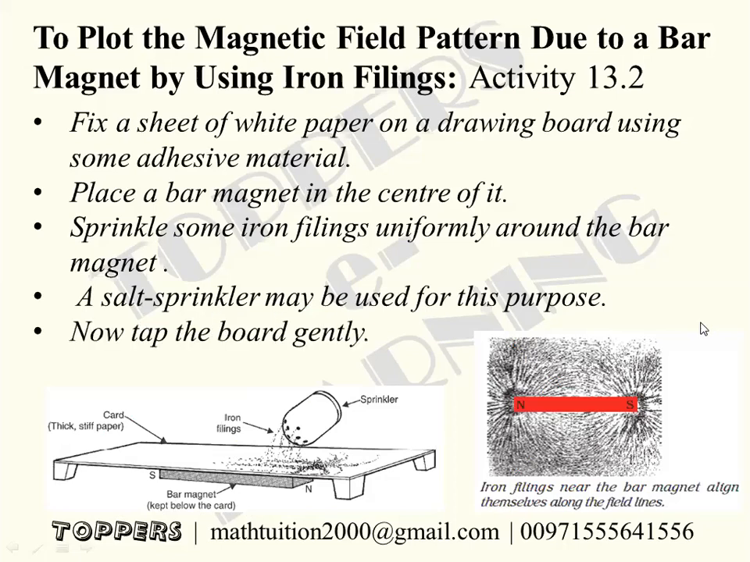Now tap the board gently. So below we have the bar magnet, and on top we kept a white sheet of paper which is stuck on a cardboard. Fine. And we have sprinkled iron filings using a salt sprinkler. Now tap the board gently. Somewhere here or here we can just tap it. What do you observe?